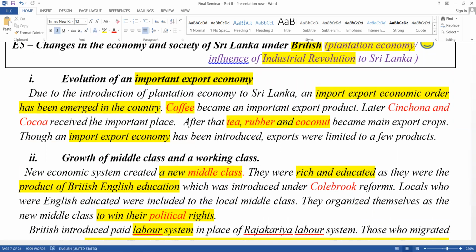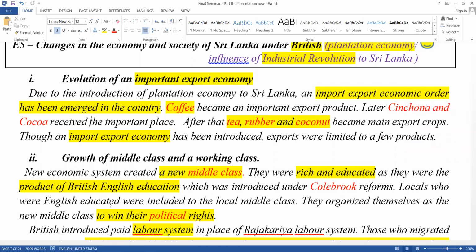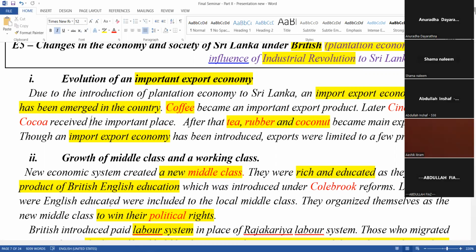Who are the middle class? Those Sri Lankans who provided some services to the British government became rich. Those rich people gave an English education to their children. After English education in Sri Lanka, they were sent to England for higher studies. Those who studied in England came back to Sri Lanka and formed the middle class. They were rich and educated. The rich and educated group was known as the middle class.